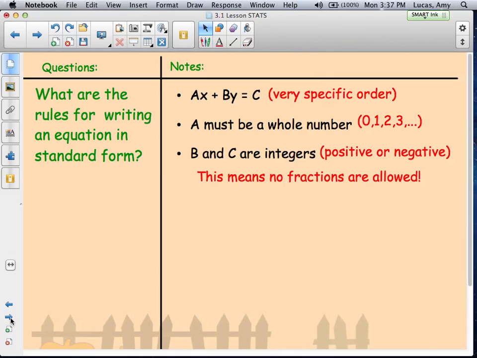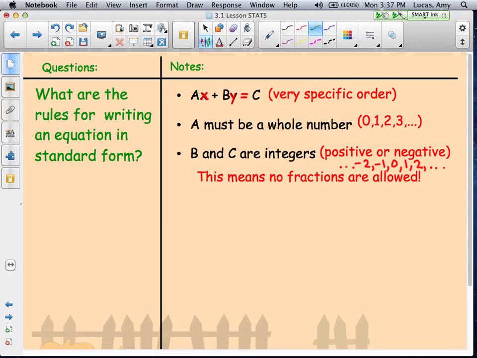Okay, now back to that standard form that I promised you. Standard form is ax plus by equals c. There's a very specific order there. So you've got to have your term with the x first, then your term with the y, then the equal sign, and the c is just a plain number. A must be a whole number, so 0, 1, 2, or 3, and so on. B and c are integers, so that means that they're positive or negative, like for example, -2, -1, 0, 1, 2, and so on.